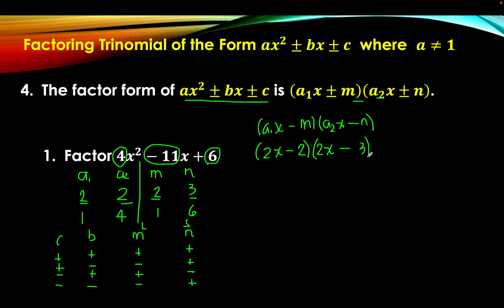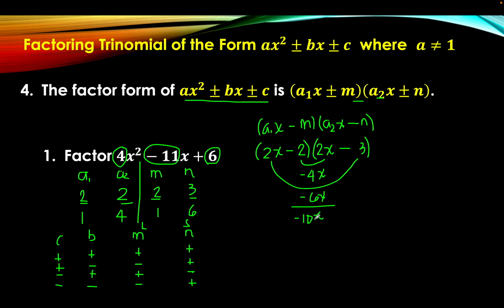However, if time permits, we can also check a and c if we want to make sure that we have the right factors. And going back from our discussions, after checking, it's quite obvious that the factors do not satisfy the middle term of our trinomial, since negative 2 times 2x is negative 4x, and 2 times negative 3 is negative 6x. When added, it is equal to negative 10x.